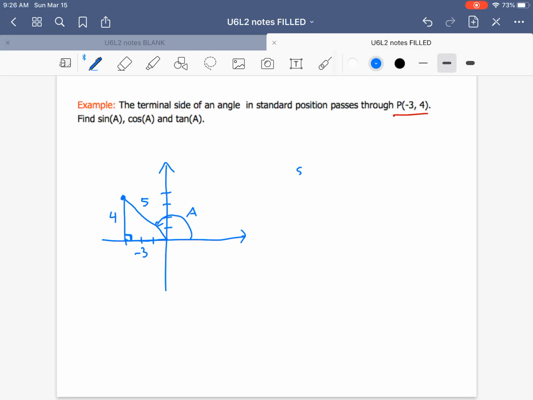So if we write this out, the sine of A, well, that's going to be 4/5. The cosine of A is going to equal -3/5. And the tan of A is going to equal opposite over adjacent, which is 4/3. All right, so we're done. We're going to stop the video, and I'll make another one going on from here.